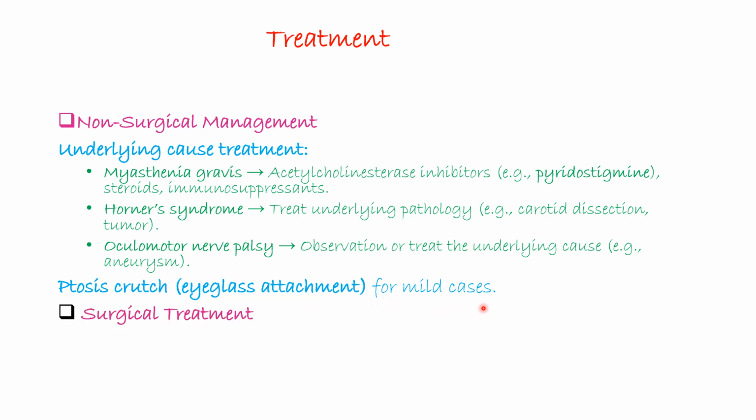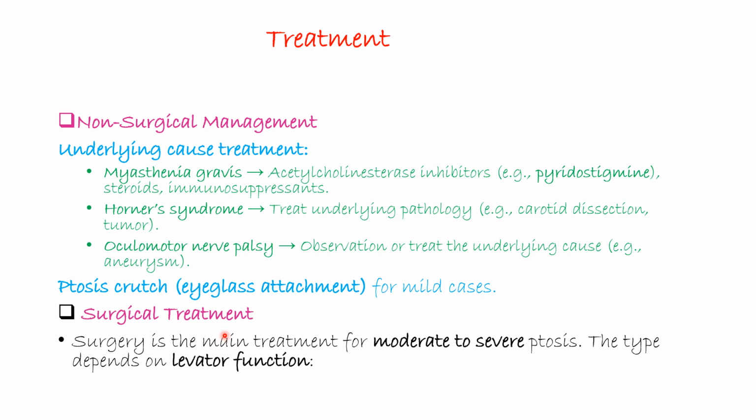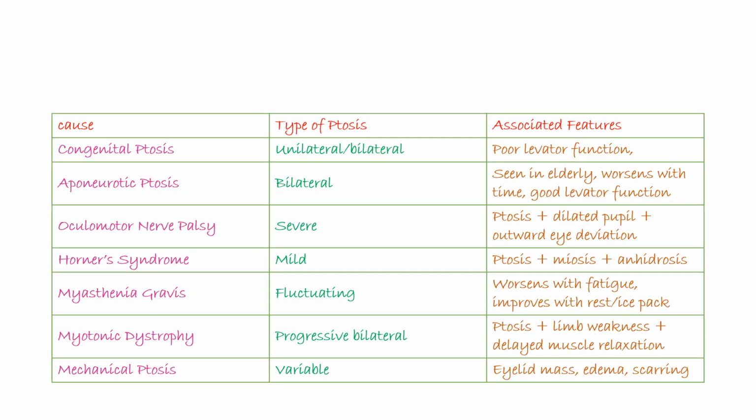In addition to that, you can also use a ptosis crutch or an eyeglass attachment, and this is for mild cases. Surgery is reserved for moderate to severe cases; surgery is the main treatment for moderate to severe cases. For mild cases, you can use a ptosis crutch. The type of surgery usually depends on the levator function.